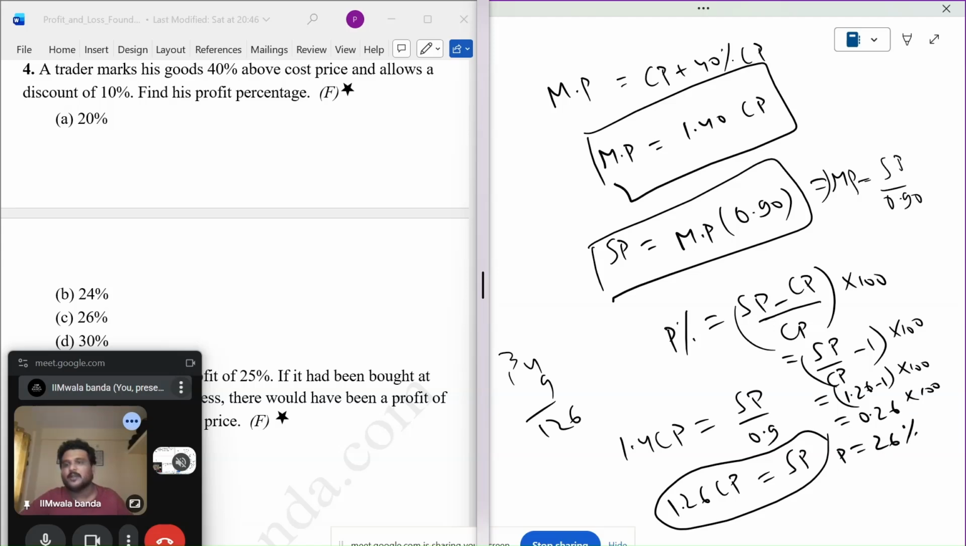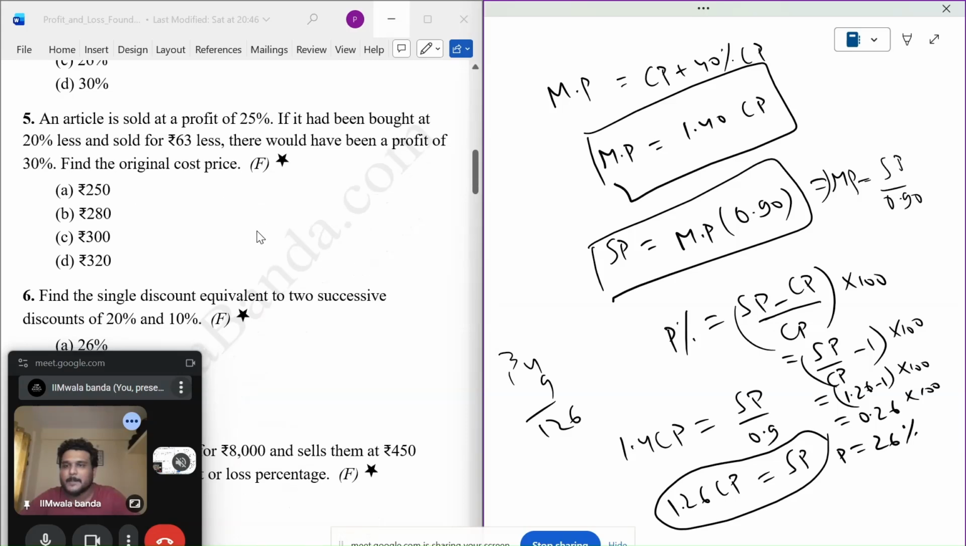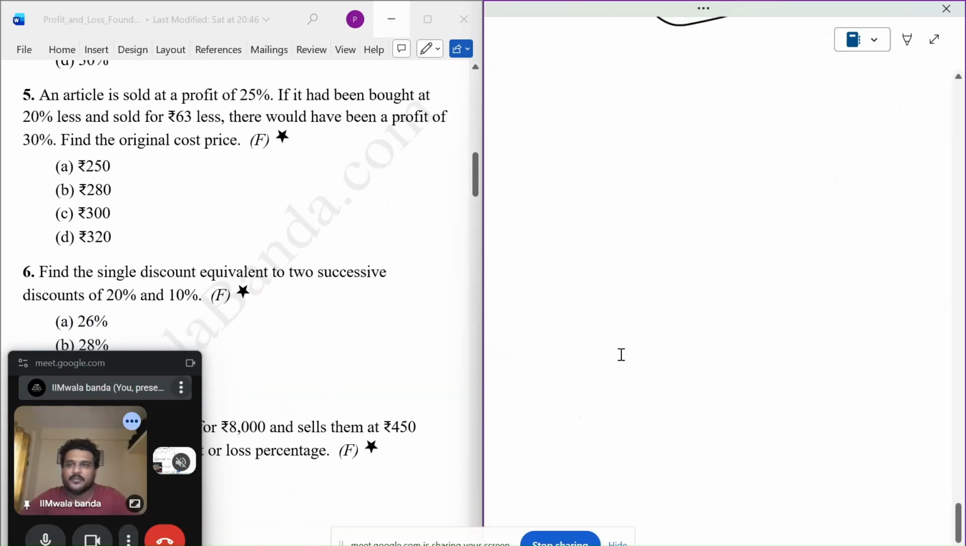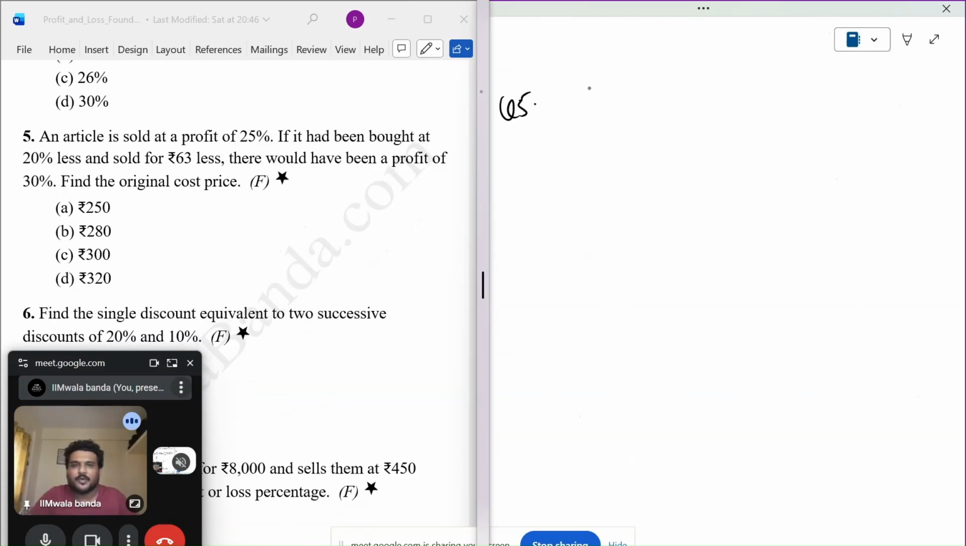26%. This is your profit. Let's go. Question number 5. An article is sold at a profit of 25%. If it was bought at 20% less, let there be some cost price, some selling price. If it has been bought at 20% less, or 0.80 CP, and sold for 63 rupees less, so this is the new selling price, there would have been a profit of 30%.